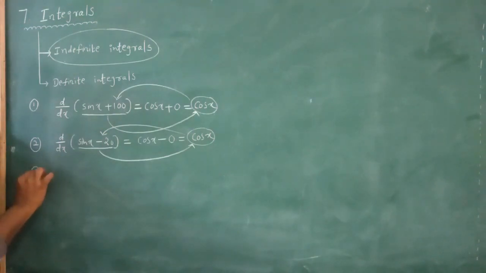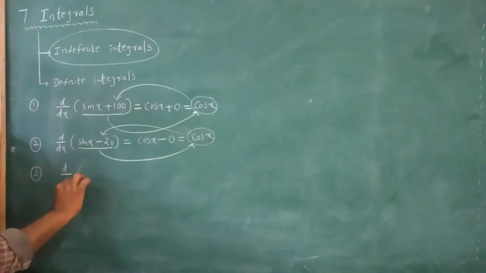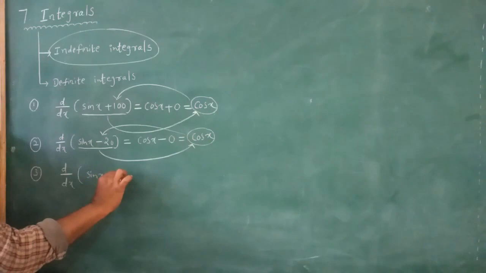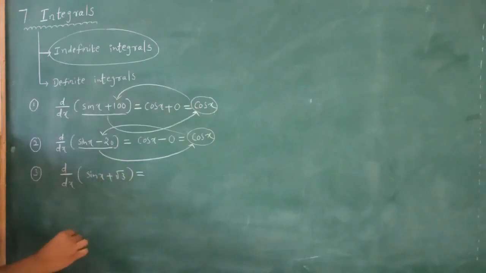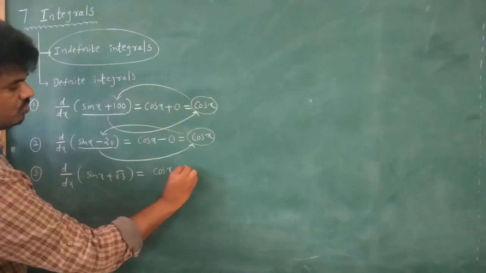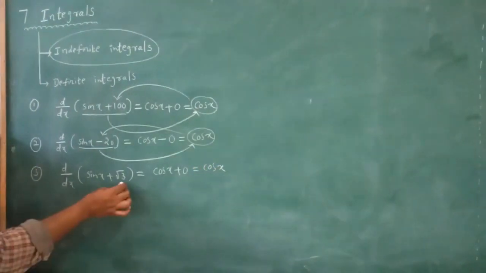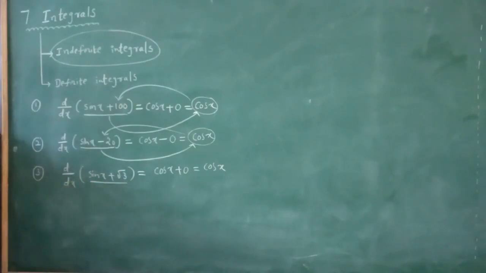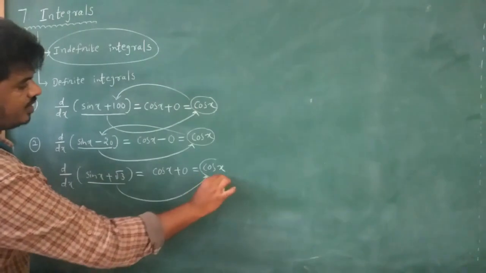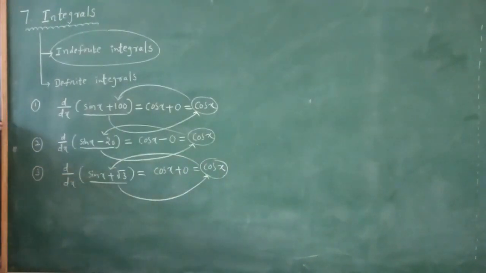Similarly, we will see one more example: what is the derivative of sin x plus root 3? Here that is cos x plus 0, which is equal to cos x. So finally, the derivative of sin x plus root 3 is cos x. The antiderivative of cos x is sin x plus root 3.